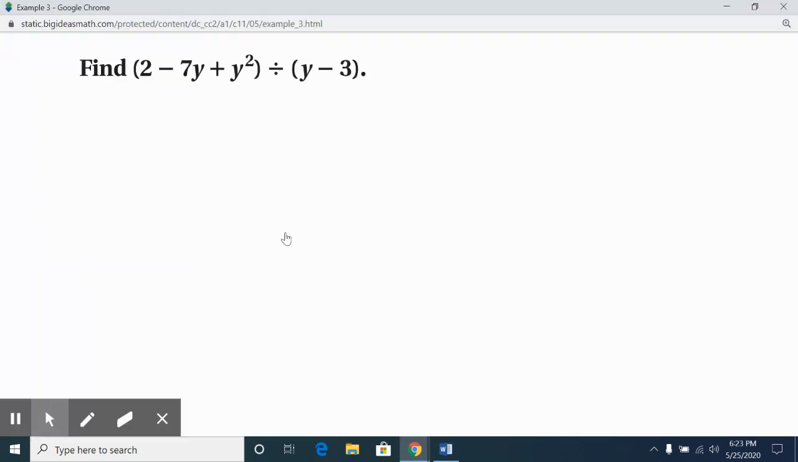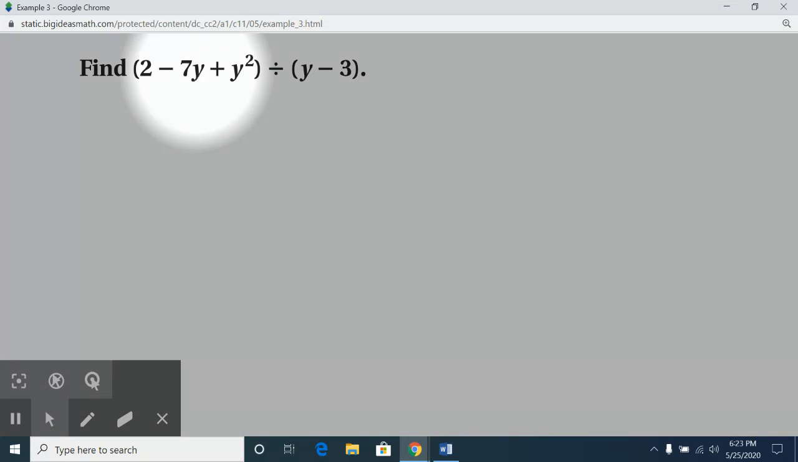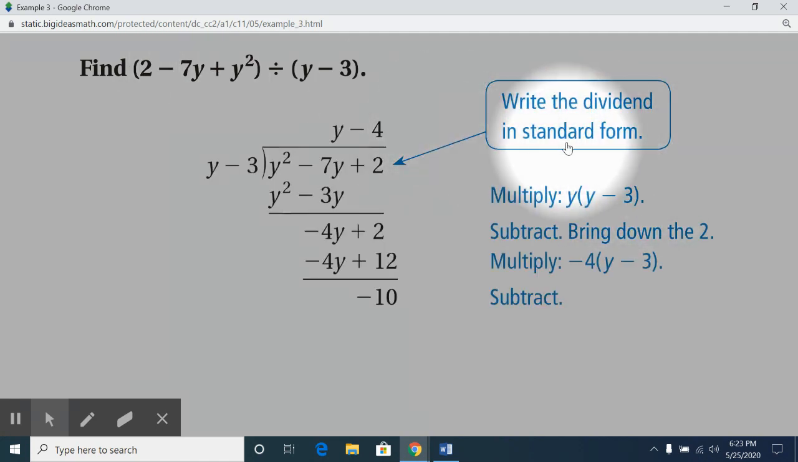All right, so another thing I want to show you. There is something wrong with this: 2 minus 7y plus y squared. It isn't in standard form. Guys, it's got to be in standard form for this to work. Okay, we have to put everything in standard form for this to work. The first thing they're showing you is, it says, write the dividend in standard form.